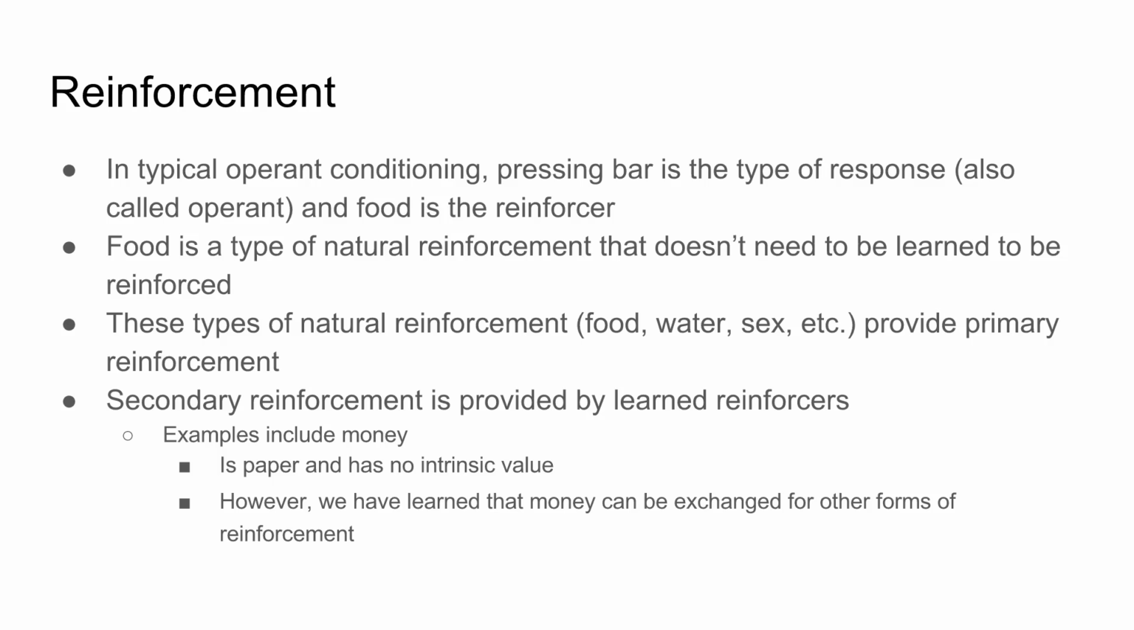Secondary reinforcement is provided by learned reinforcers. These are things that we associate value with, but don't inherently have value or necessity in our lives. An example is money. Money is paper. It has no intrinsic value, but we have learned that with money we can exchange that for other forms of reinforcement, primary, natural reinforcement, or other things that we enjoy. And so these learned reinforcers, or secondary reinforcement, can help people learn behaviors as well.